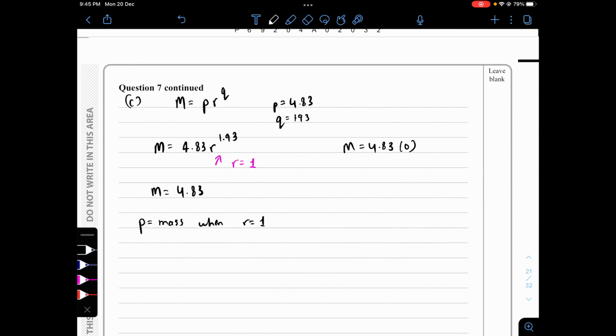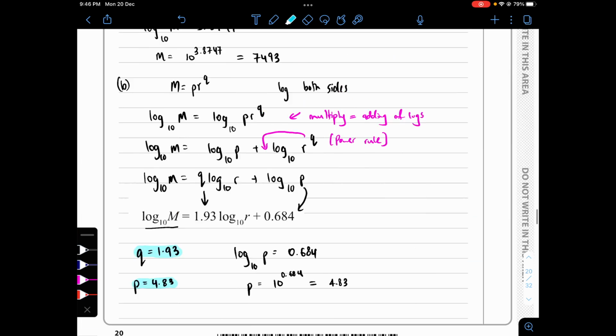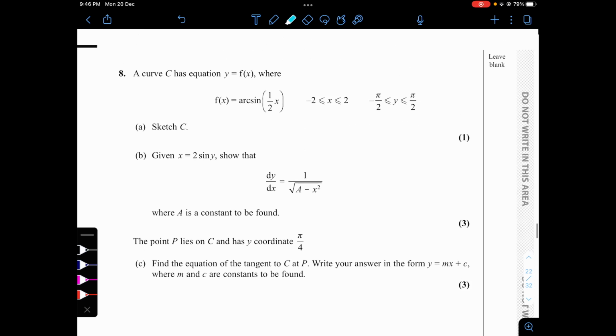But we want the initial mass, that's when radius r equals 1, so that's why we take r as 1, so p is equal to the mass when r is equal to 1. That's our initial mass that you start off with, and then as r increases, obviously our m increases as well, based on 4.83. Alright, so that's why. So that's part C, and yeah, that's it. Let's move on to question number 8.